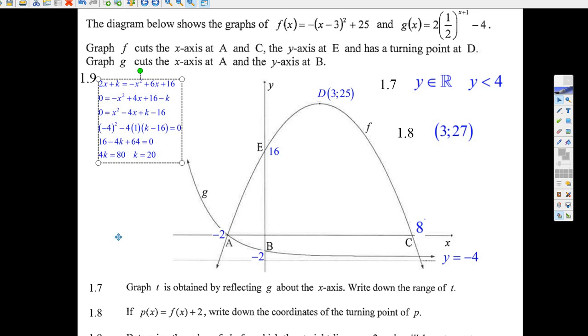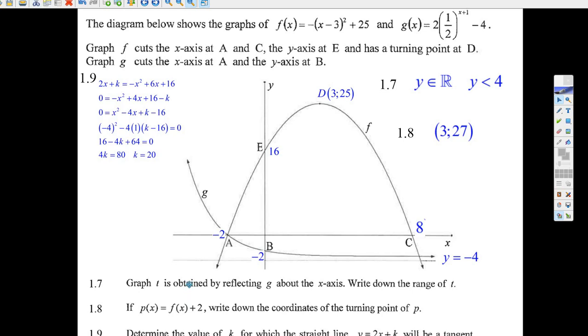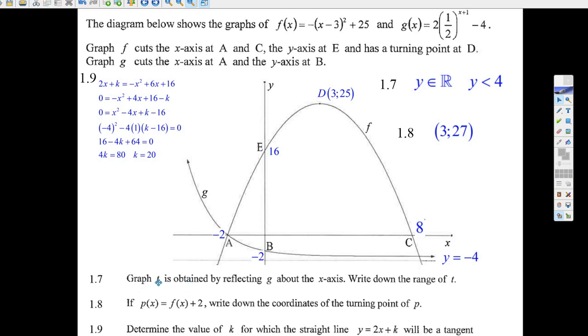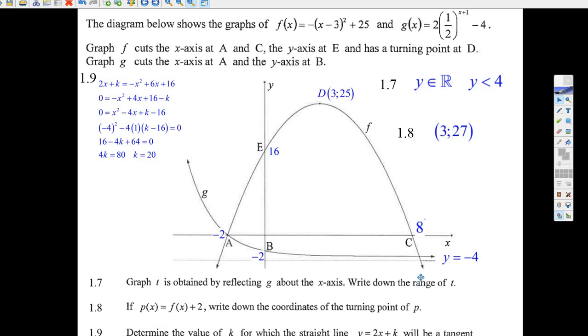Okay, let's try the last three questions here. Question 1.7 says, graph T is obtained by reflecting G about the x-axis. Well, if the x-axis was a mirror and it got reflected, everything down the bottom would flip up to the top. This would flip down here. But the key thing is, this asymptote, instead of being y equals -4, would be y equals +4. And this thing, instead of going up, would be pointing down.